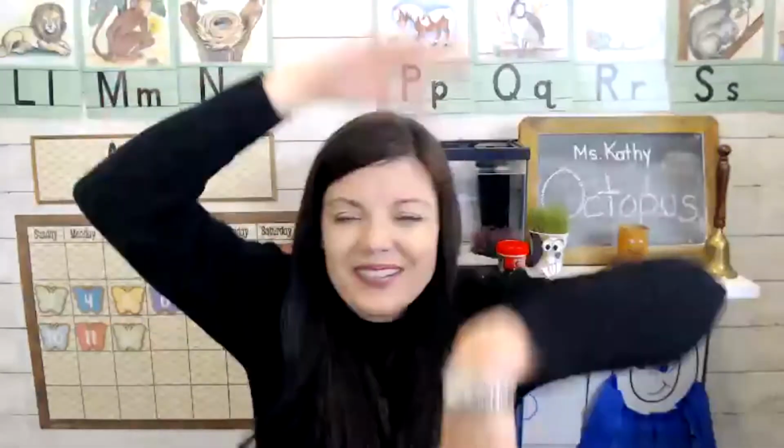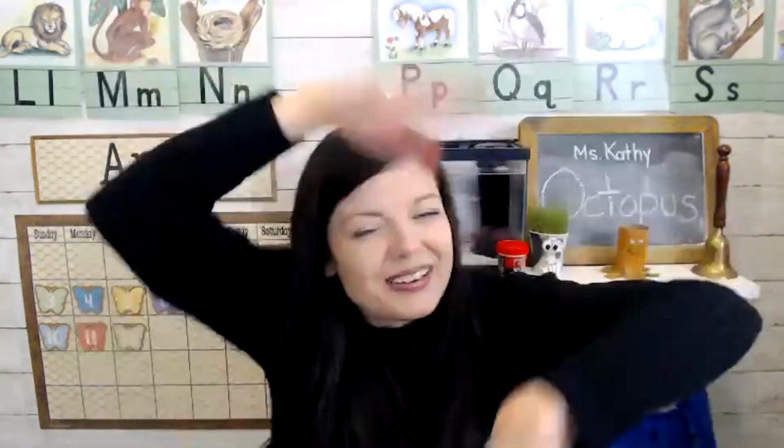The next one is pot. Pot. Wiggle, wiggle, wiggle! The next one is knob. Knob, like a door knob. Wiggle, wiggle, wiggle! The next one is hop, like the Easter bunny. Hop, wiggle, wiggle, wiggle!